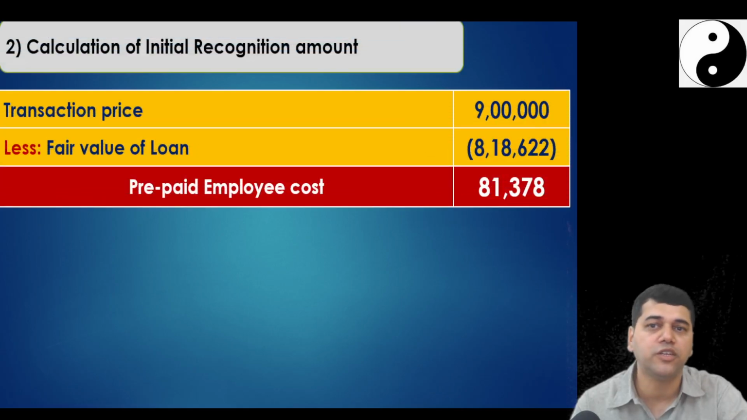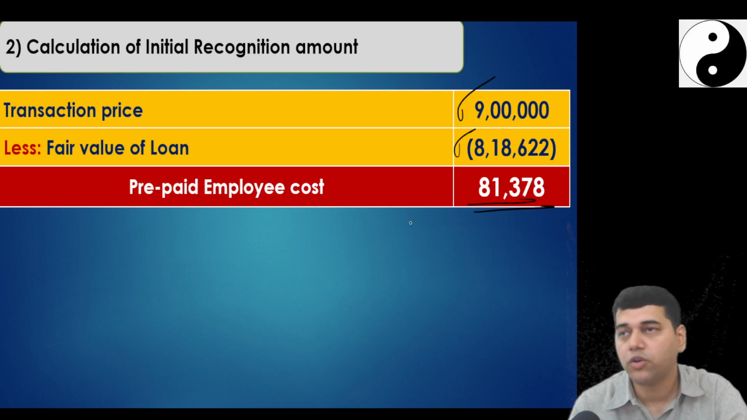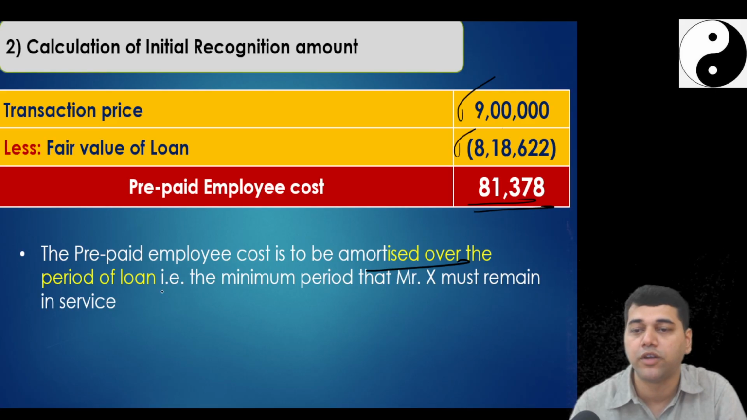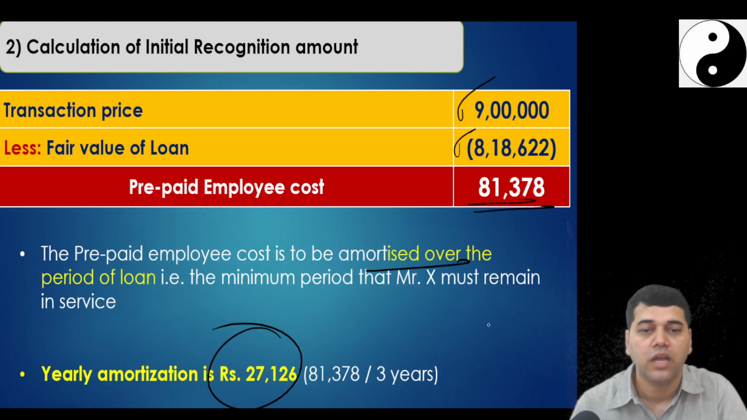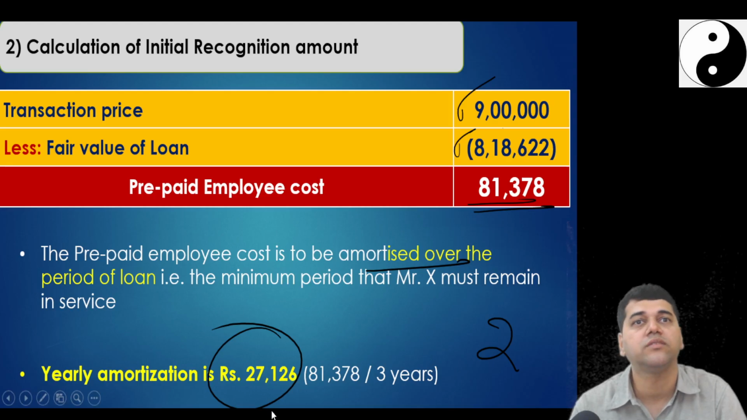Then I will proceed further to initial recognition amount. You have got a transaction price of 9 lakh minus 8,18,622, 81,378. Now, what you are going to do with this? You are going to treat it as a discount and amortize over a period of the term of the loan, which is 27,126. I would have allocated 2 marks for this to get this 81,378 and 27,126. Have you got this, Vishnu Priya?